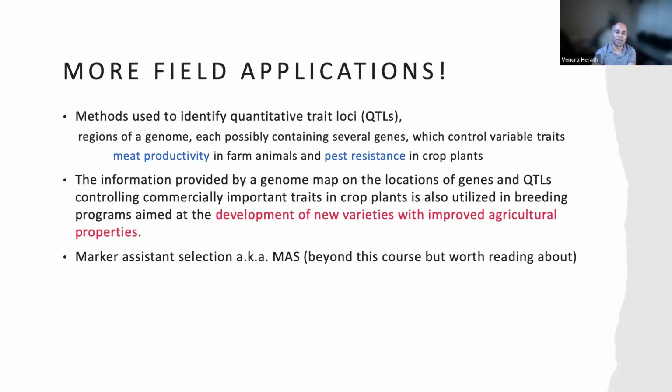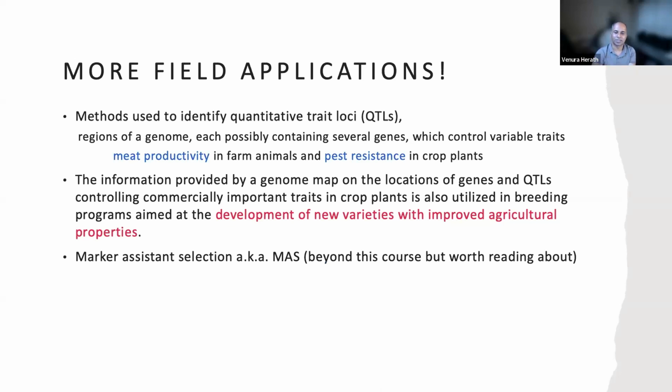I think one of you already mentioned markers. We are going to talk about several different types of markers today. And if you have heard the term MAS, marker-assisted selection, that is also basically a result of genetic mapping.